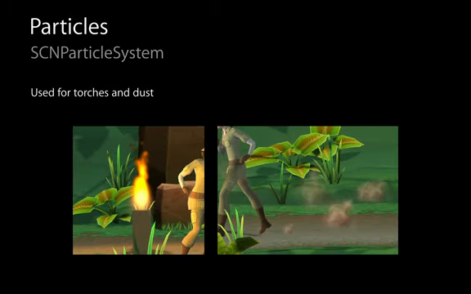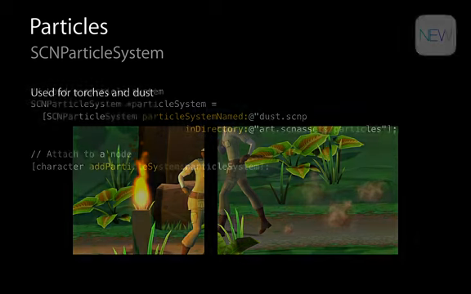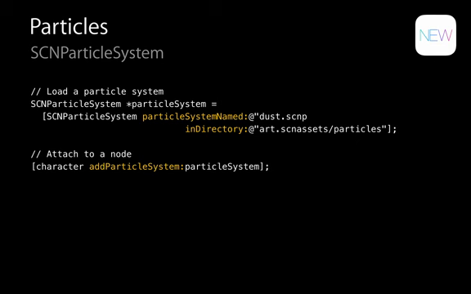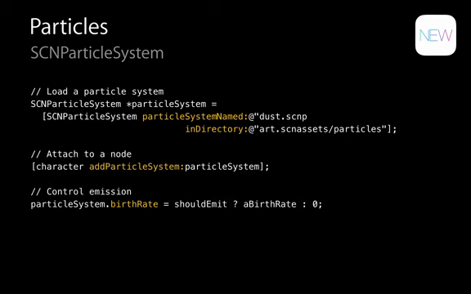Next, particle systems. We use particle systems extensively in Bananas. We use them for torches and when the character walks. Using particle systems is really easy. All you have to do is load a particle system from a file and add it to a node. And because particle systems are dynamic, we can make the character emit a lot of dust when she runs and emit nothing when she stands idle.